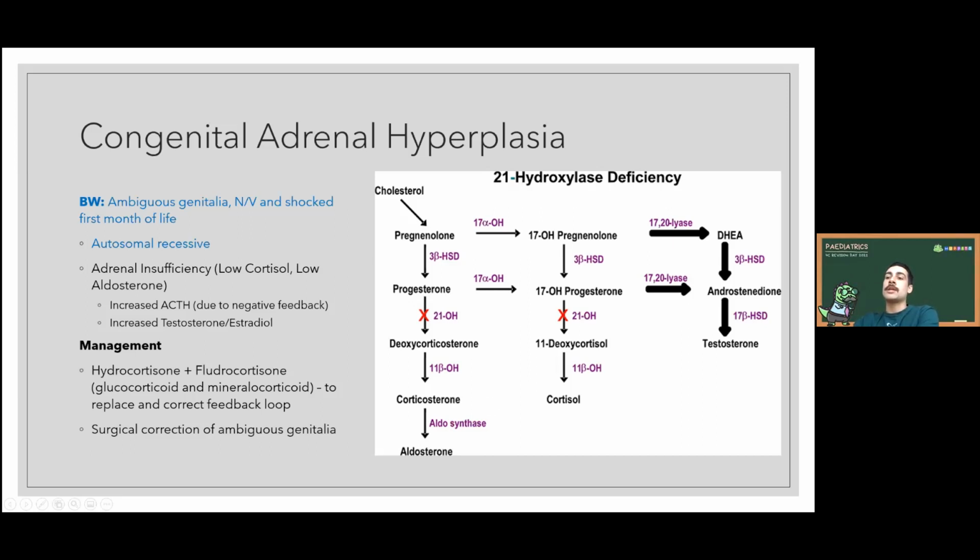Then you get a feedback loop because your body's like, okay, you need more aldosterone, you need more cortisol, so we're going to secrete ACTH to trigger more. But then the same process happens again where your adrenals can't create aldosterone or cortisol, sends it to testosterone, and the feedback just keeps going and going until the baby's in a crisis. The way to manage it is to give them a glucocorticoid and a mineralocorticoid to stop this feedback loop, and then they'll start managing. And then maybe surgical correction of the ambiguous genitalia.